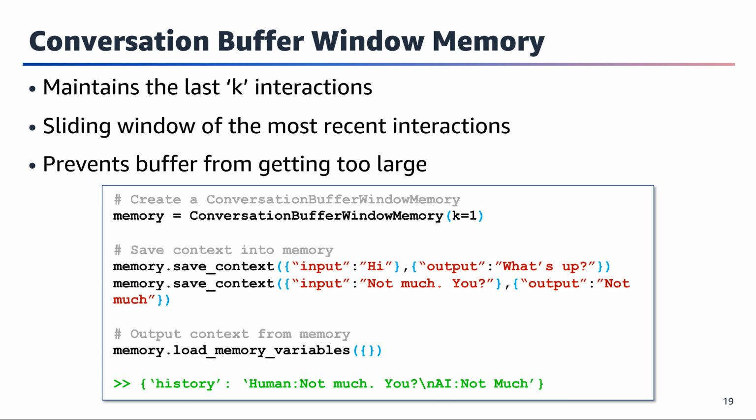Remember to handle the input-output pairs carefully, as they form the foundation of your conversation history. The system automatically manages the sliding window, but you should still monitor memory usage in production environments.